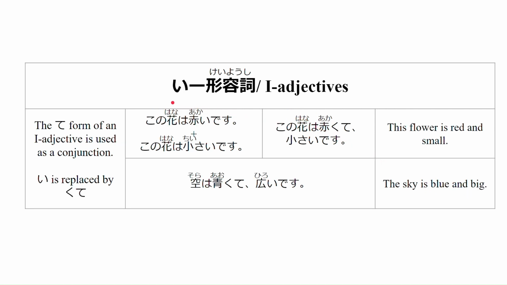Now let's go to い形容詞、 or i adjectives. So the te form of an i adjective is used as a conjunction. I is usually replaced by kute. So an example would be この花は赤いです。この花は小さいです。 When you want to combine these two sentences together, we get rid of the i in this and add kute instead. Then it will become この花は赤くて小さいです。 This means that this flower is red and small. Another example would be 空は青くて広いです。 This means that the sky is blue and big.